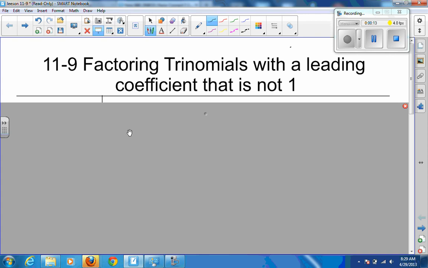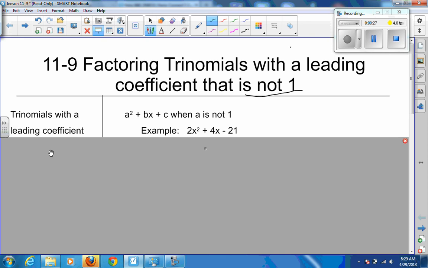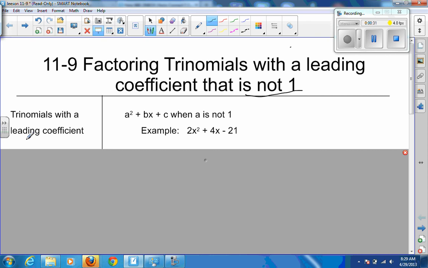So here's a video on 11-9 Factoring Trinomials with a leading coefficient that is not 1. Remember, the leading coefficient is the first term in a quadratic equation. So let's go through our notes here. Again, factoring trinomials with a leading coefficient that is not 1.